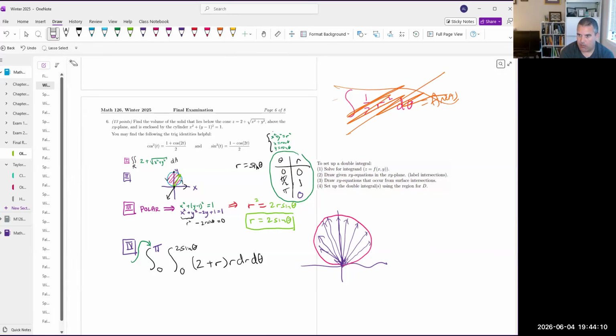When theta is pi over 2, wouldn't the r be 2? It absolutely would be 2. I miscopied right here. This is 2. Thank you.